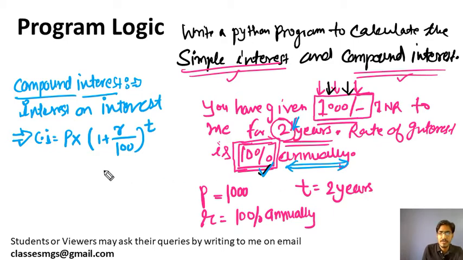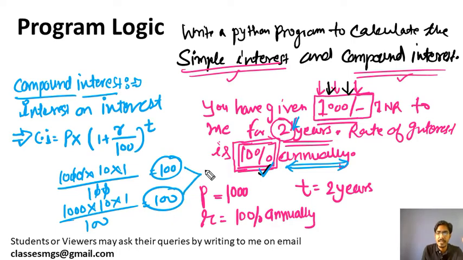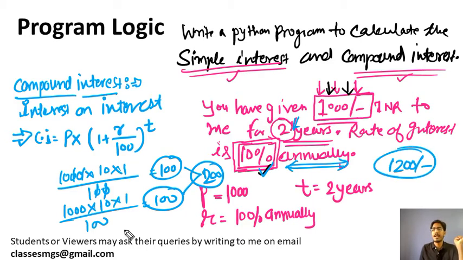How much interest will you earn in the first year? Let's suppose you earn an interest of 100 in the first year, and you earn 100 again in the second year. In simple interest, we just add these two numbers and return 1200 rupees to me after 2 years.